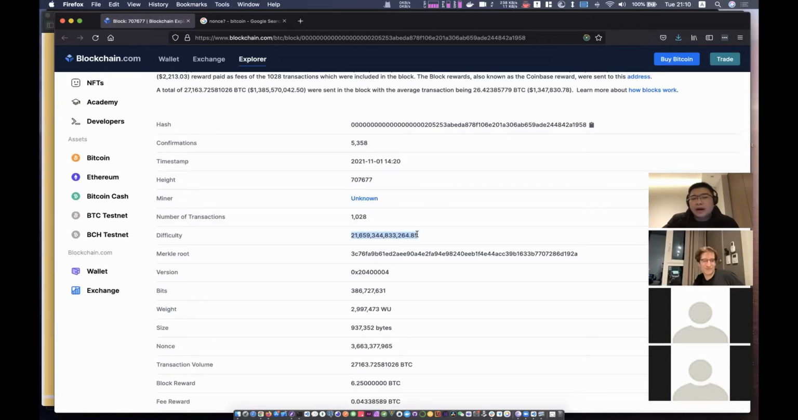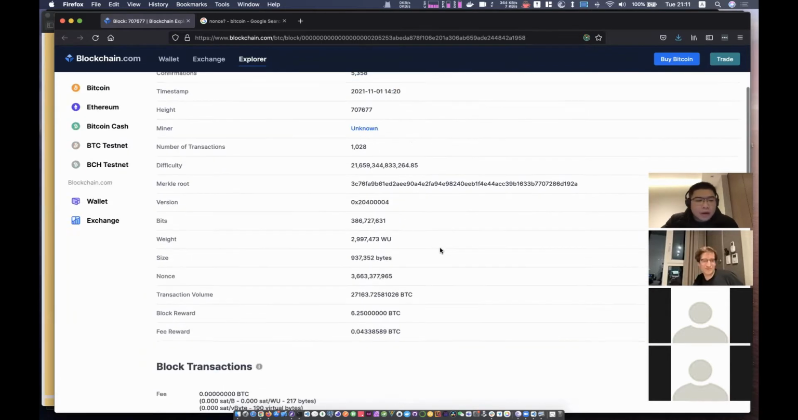The last one is the difficulty. Difficulty means how difficult the block was to find. I forgot how to calculate this one, but it's related to the hash, with the zeros in front of the hash. I will explain in the next slide.